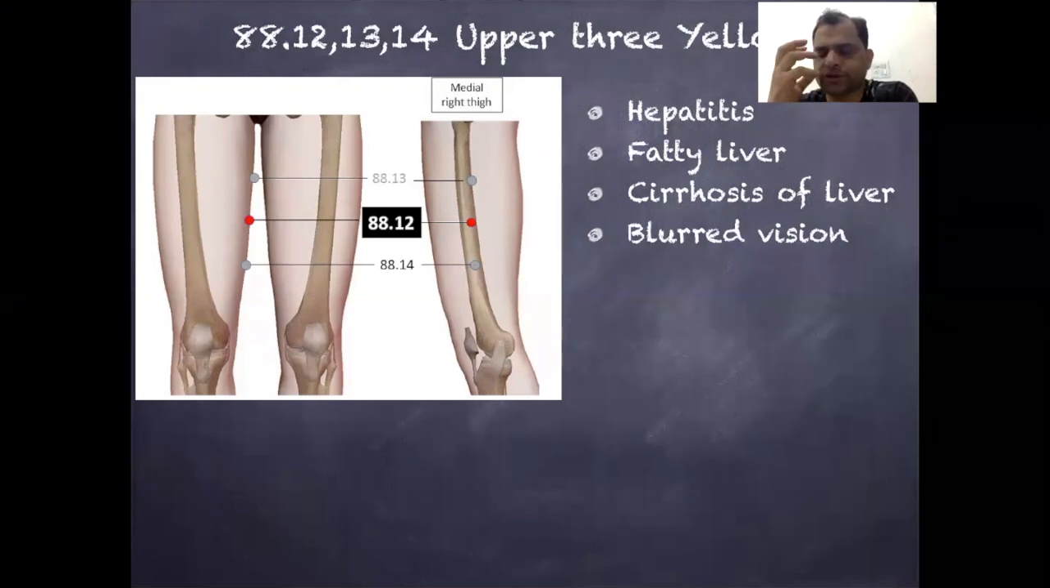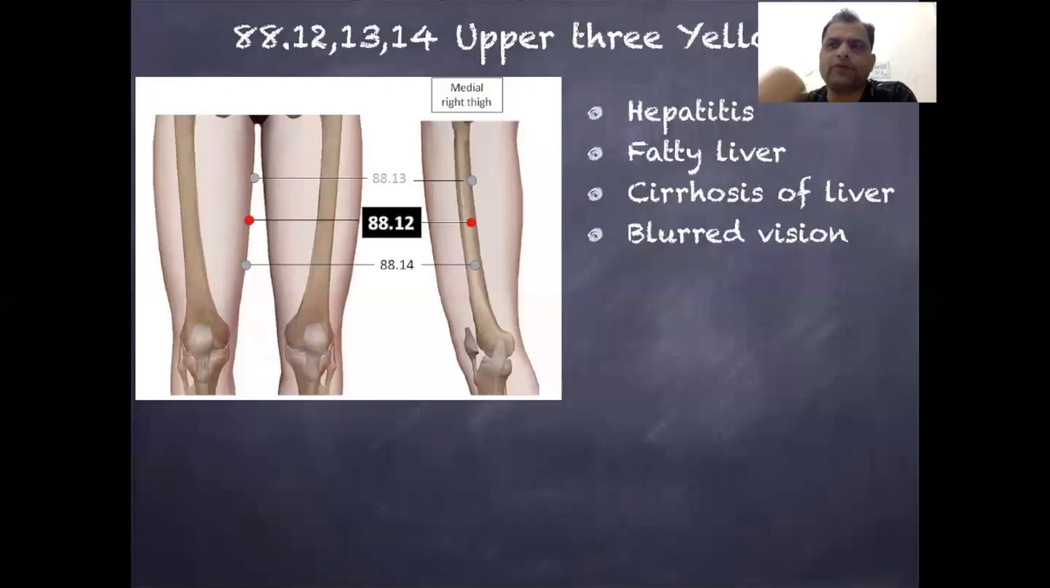And Upper 3 Yellows are very good for chronic problems, for old problems. If someone is suffering with some problem for 6 months, 1 year, 5 years, 10 years, so these 3 points are very effective for problems existing since many years.